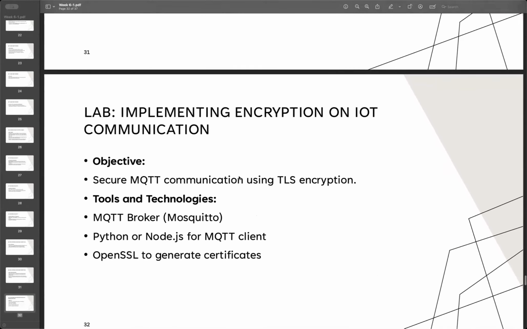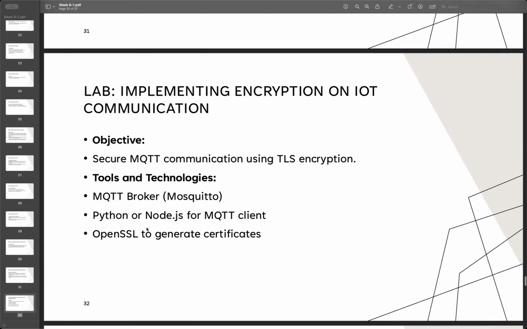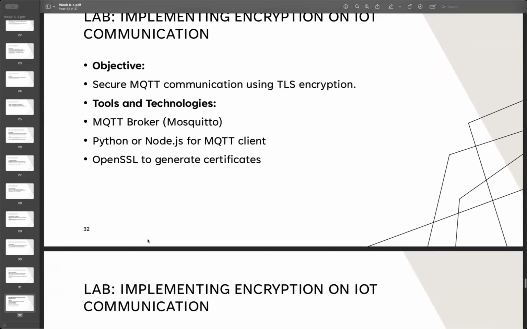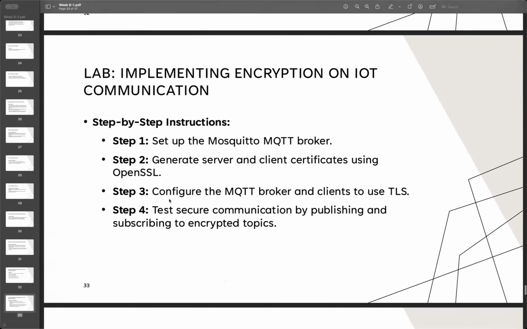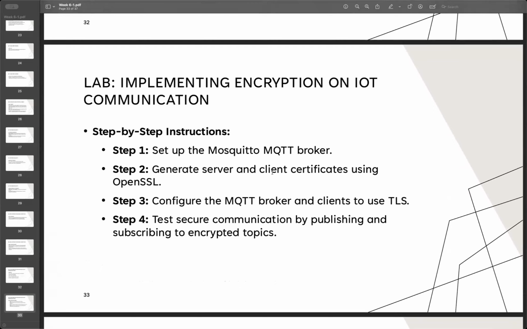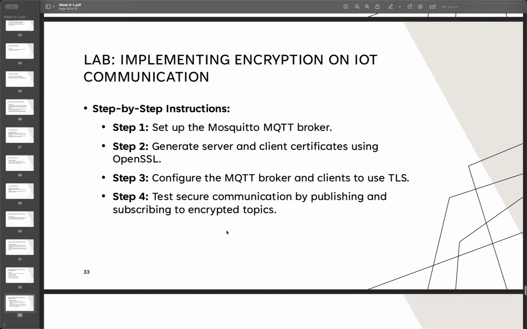And here is one example we're going to use in the lab. It's Mosquitto, so we try to use Mosquitto communication. I will go through this one more time. You can use either Node.js or Python, and you will use OpenSSL to generate the certificate. Of course, we need to set up the Mosquitto MQTT broker, and next we need to create the certificates for the server and client. The client will be your Raspberry Pi. We configure the MQTT broker and the client to use TLS, and then we can test the communication.